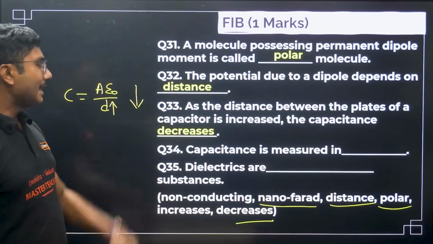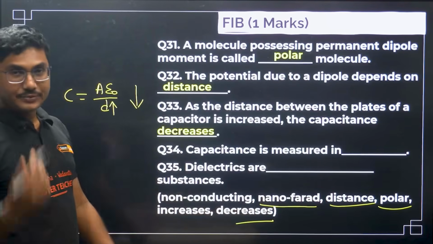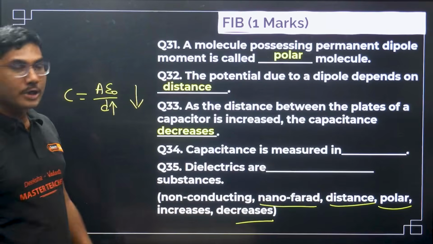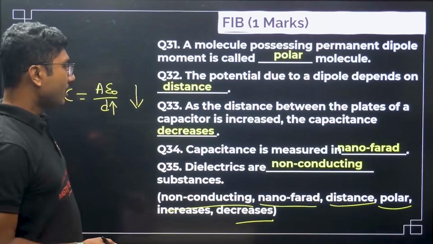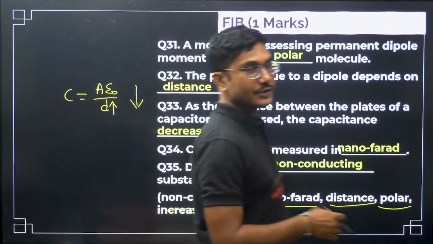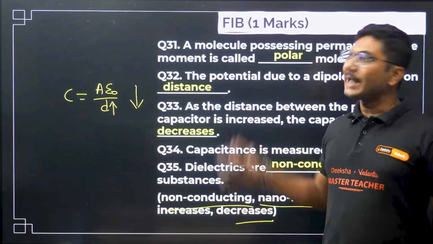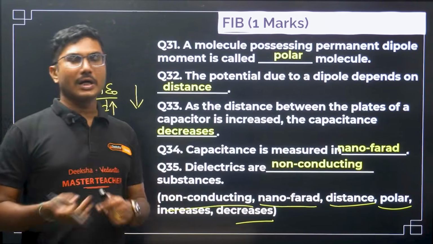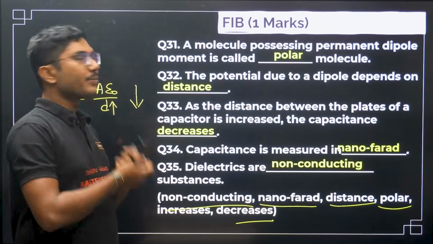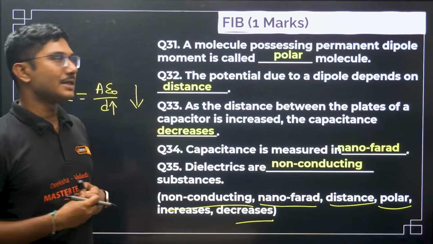Okay, dielectrics are dash substances. So dielectrics are non-conducting substances. This is the only thing that makes sense. So this is how you can answer the questions. Even if you don't know the answer, you can eliminate some of the wrong choices and you can choose the correct answer. Okay, I hope you enjoyed the whole one marker session, right?